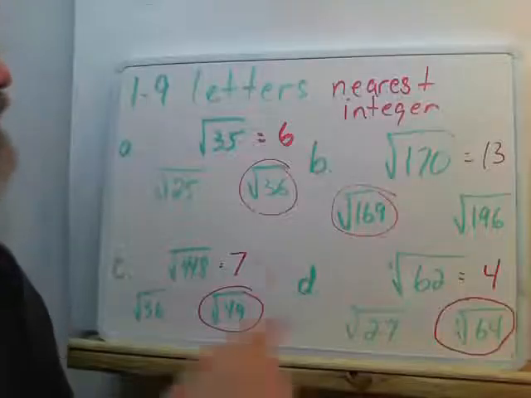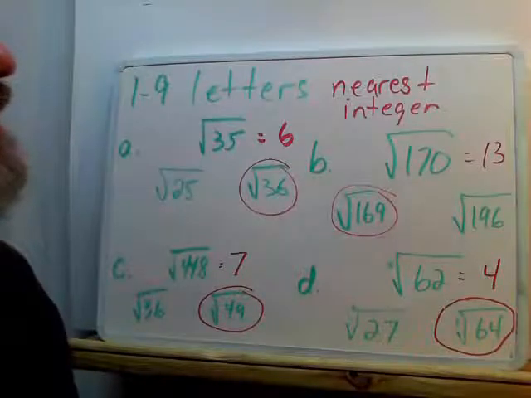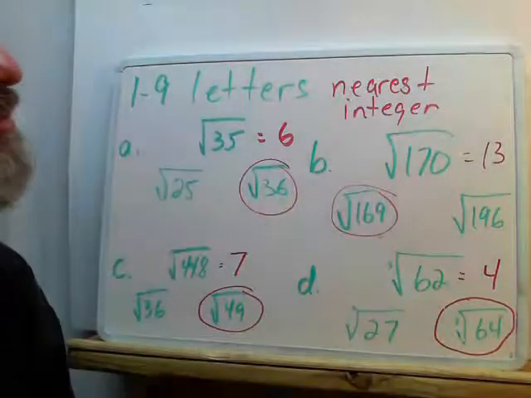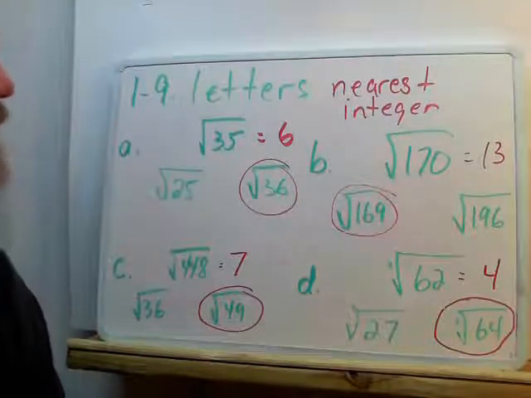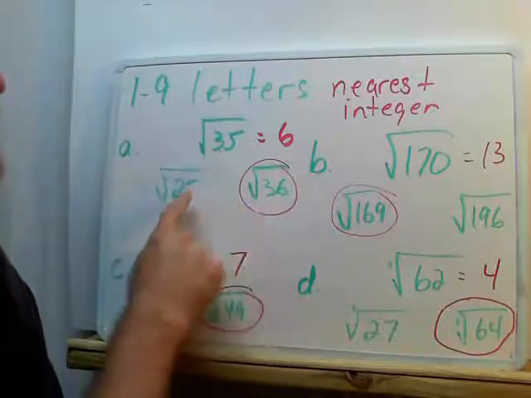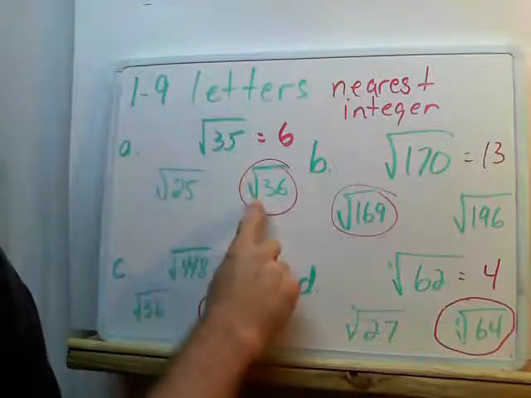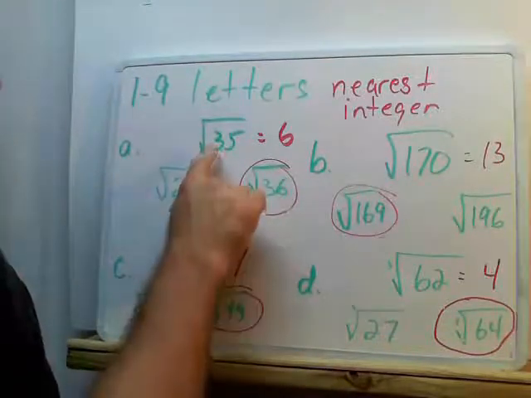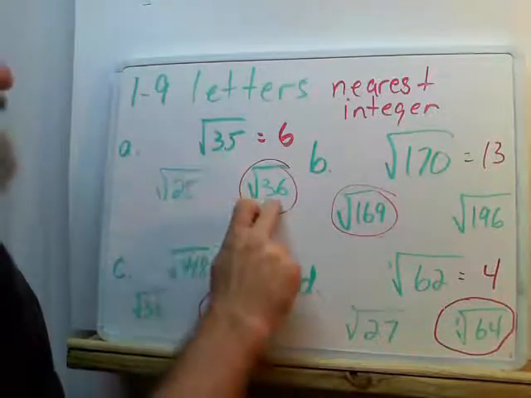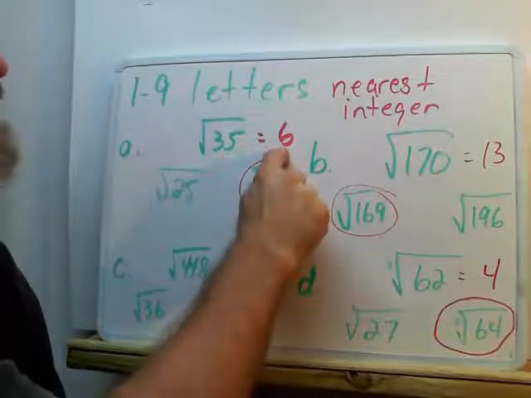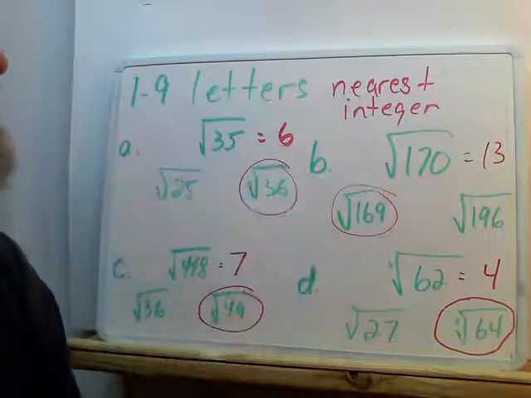Here are your solutions to 1-9, your letter problems. We are being asked to solve to the nearest integer. So we have the square root of 35. We take a perfect square root below. Square root of 25 would be 5. And one above, square root of 36 is 6. Obviously, square root of 35 is much closer to square root of 36, so our answer is approximately 6.